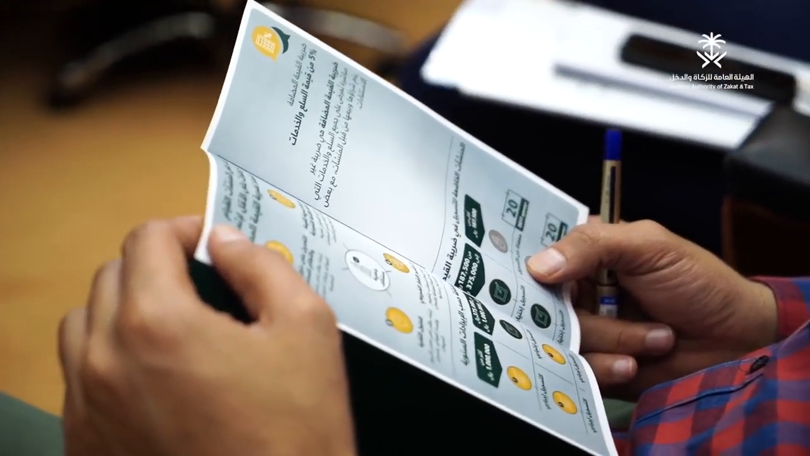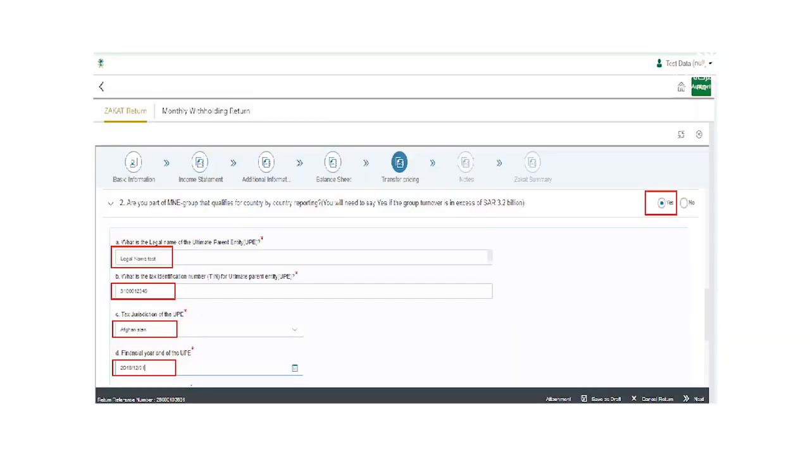The information is divided into information about the UPE, which is the ultimate parent entity, which is the ultimate parent owner or the ultimate owner of the group. You need to provide the legal name of that UPE, and then also the tax declaration number of that UPE. Also, you need to provide the jurisdiction and the fiscal year.